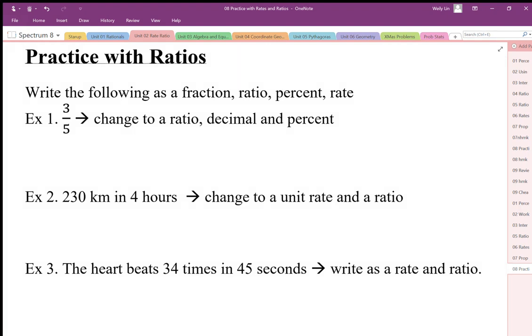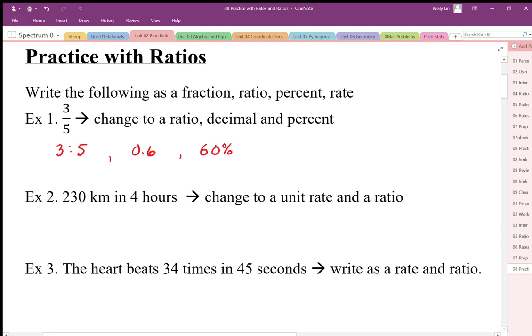So we can write fractions, ratios, percents, and rates. We can just connect them all together. They're essentially the same thing. So as a fraction 3 over 5, that can be converted into a ratio, decimal, and percent. For the ratio, we can just keep it as 3 to 5. As a decimal, we can write it as 0.6. As a percent, we can show that as 60%.